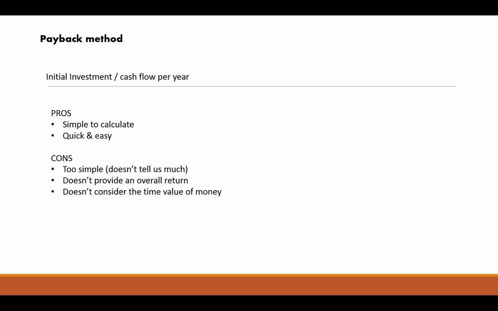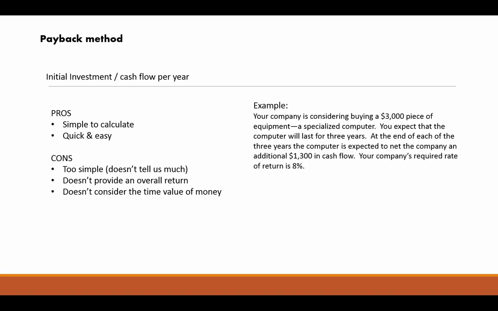So the example they give in the book is a company considering buying a $3,000 piece of equipment. They say it's a specialized computer. You expect the computer will last for 3 years, and at the end of each of the 3 years, the computer is expected to net the company an additional $1,300 in cash flow. So that seems like a no-brainer on its surface, right? We pay $3,000 for something, and it makes us $1,300 a year for 3 years. So that would be a net of $900 increase in that investment.